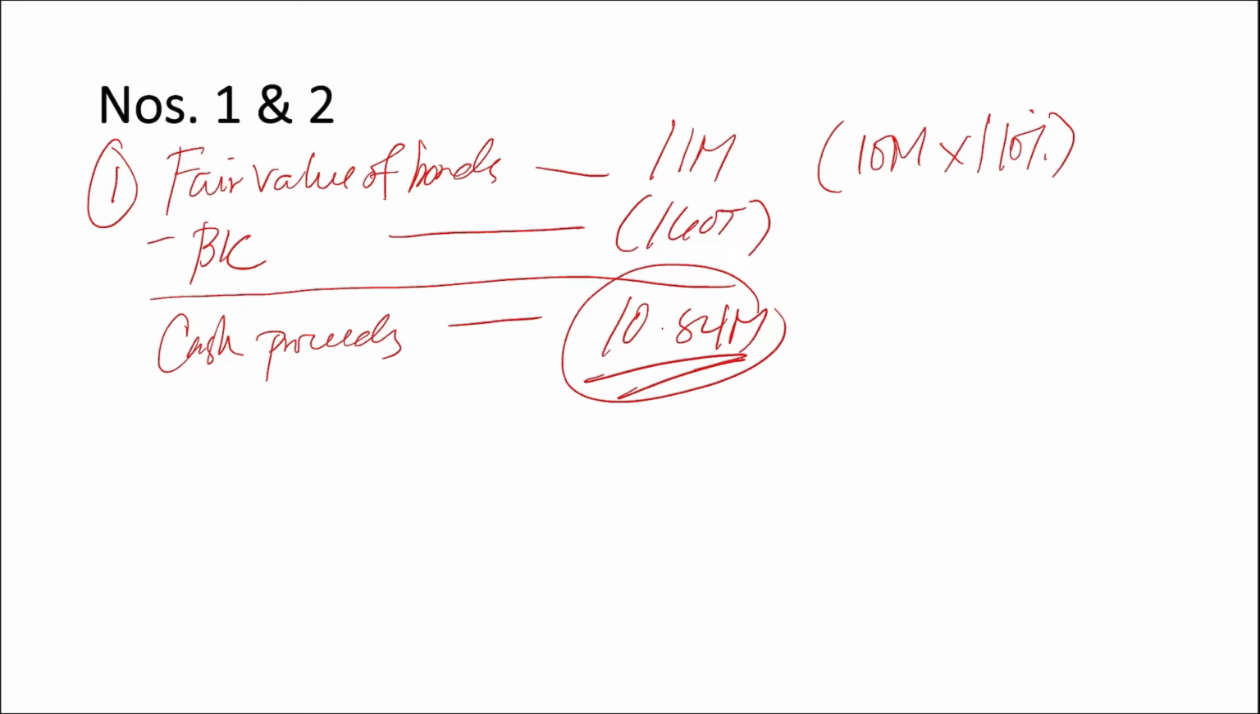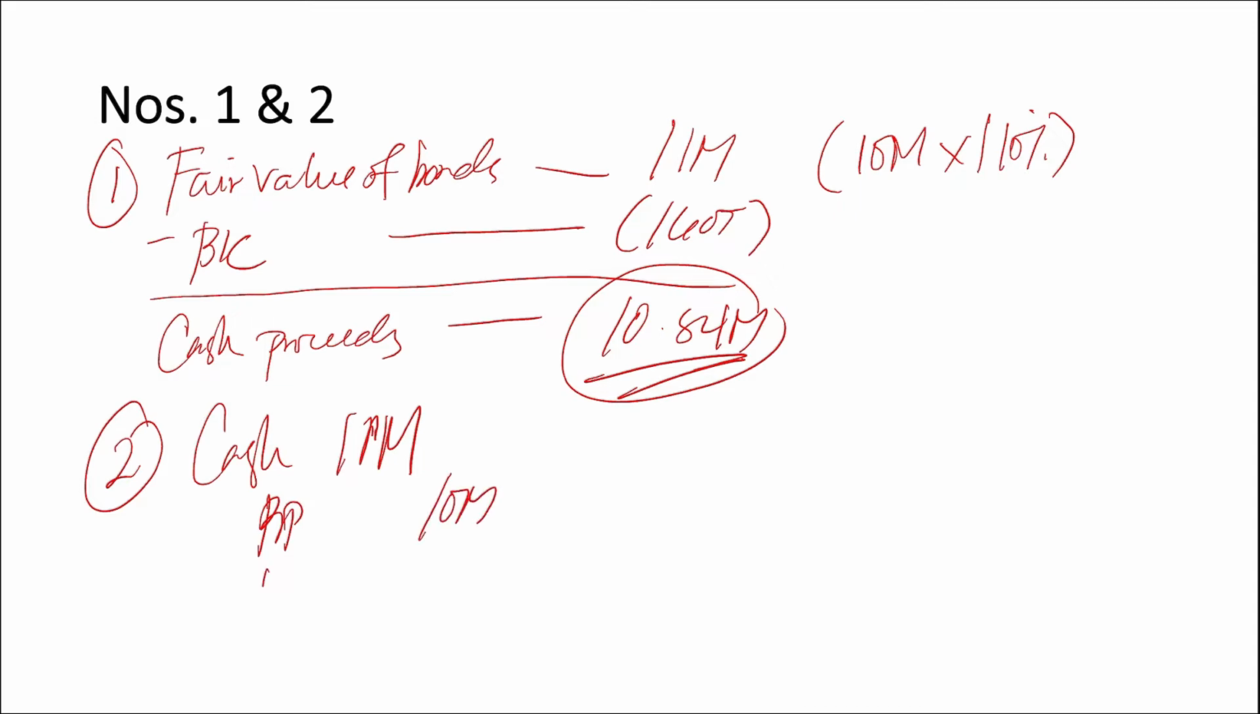Number two, what's your entry? Debit cash, but let's not go direct yet. Later I'll show you the direct one. Cash is 11 million. Credit bonds payable, 10. Credit premium on bonds payable, 1 million. Then another entry to record the bond issue cost: debit premium on bonds, 160, credit cash.